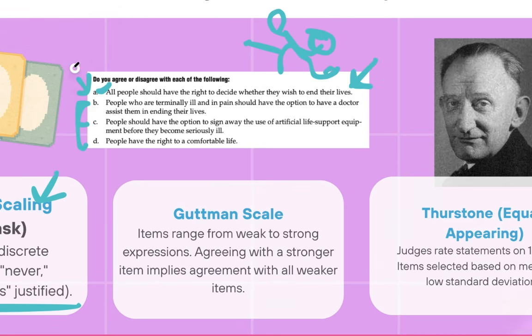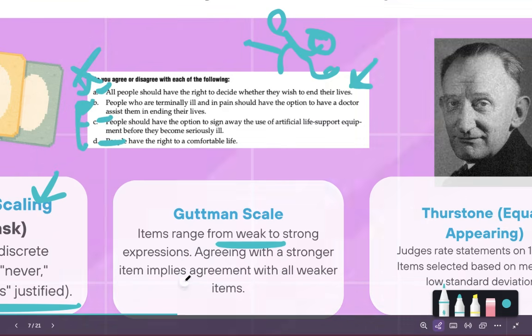Items range from weak to strong expression. Agreeing with a stronger item implies agreement with all weaker items. So if I just agree with letter D, then I don't agree with the rest of the statements. Just that, this is very vague. This is also a weaker statement compared to letter A.